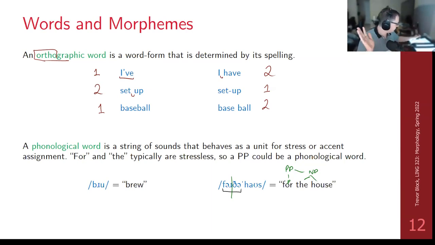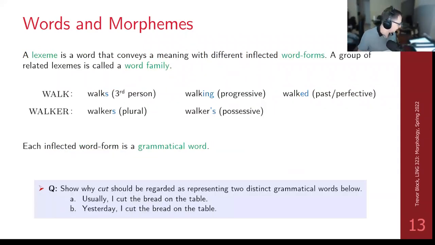So there are going to be cases where this is a useful definition, but for a lot of the stuff in morphology that involves syntax or the morphosyntactic side, it's not the most useful definition. So what we're going to use instead is what's called lexemes. So this is the important definition of a word. And when we say word, this is usually what we mean.